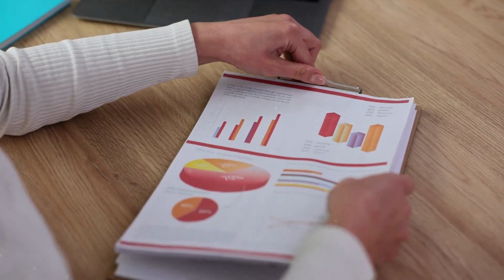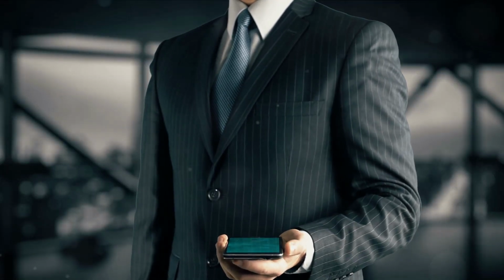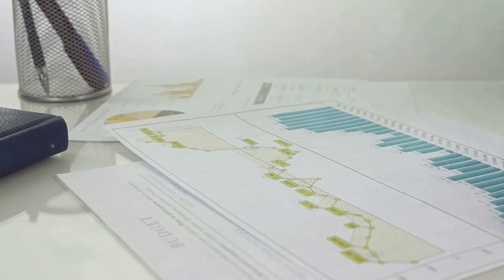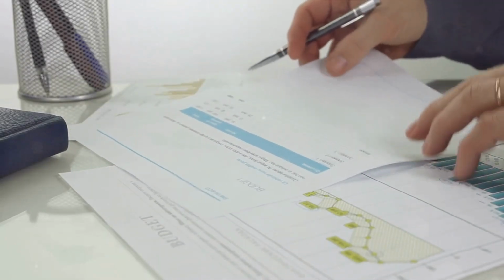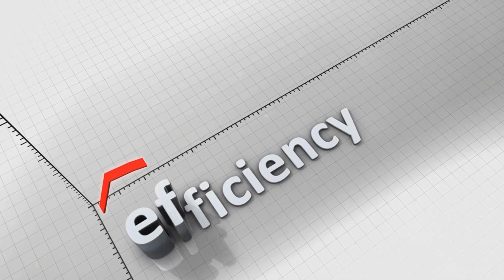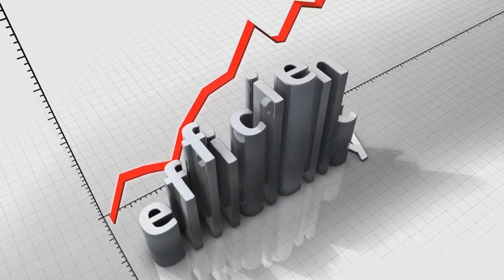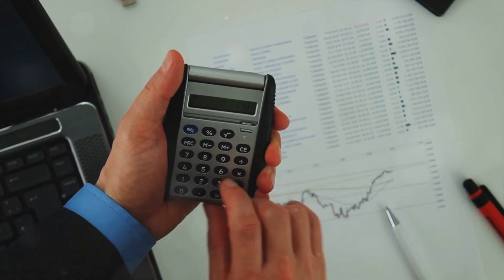Asset turnover is a crucial efficiency ratio that measures how effectively a company utilizes its assets to generate revenue. It's like a report card for your assets, telling you how hard they are working for you. A higher asset turnover ratio indicates that a company is generating more revenue per dollar of assets, which is a sign of efficiency.